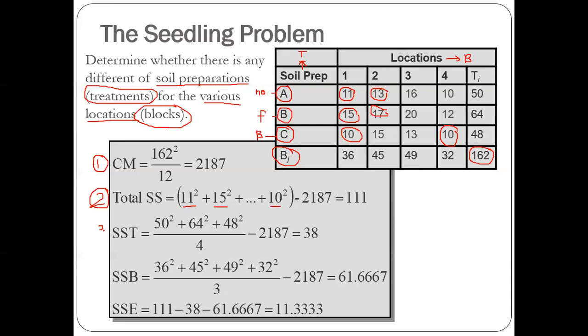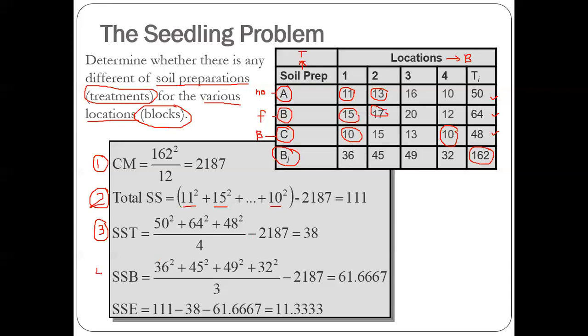Okay, and in the third step, you must get the value of SST. So how to get SST? The total value of the treatment, 50, 64, and 48, square each of them and divide by 4. 4 refers to the value of block. We have 4 locations, that is 4 blocks. So divide by 4 blocks and minus the value of CM, then you will get the answer, which is 38.